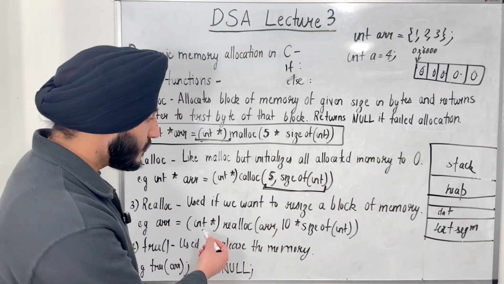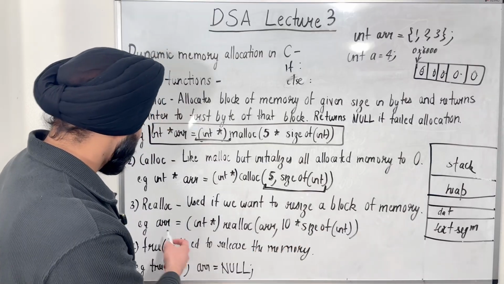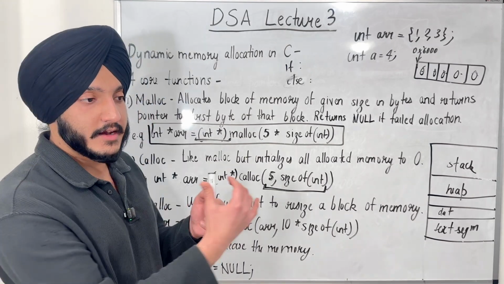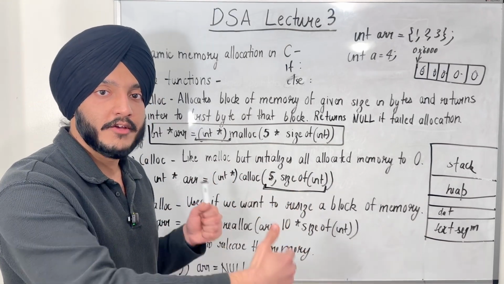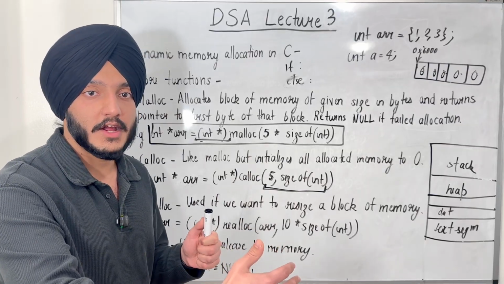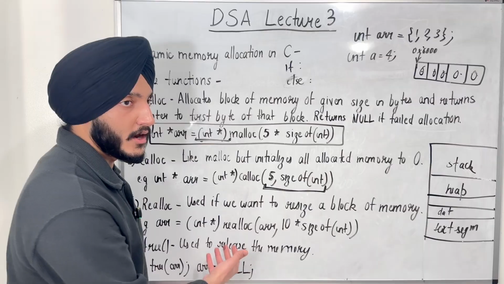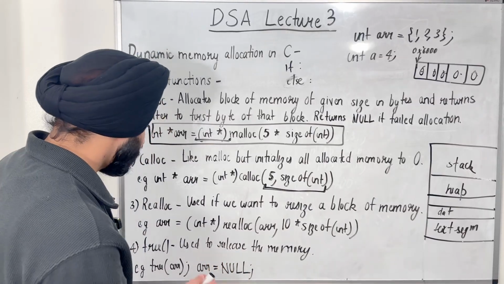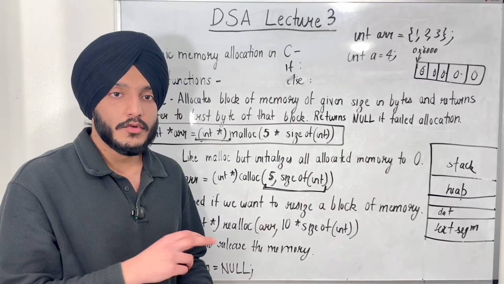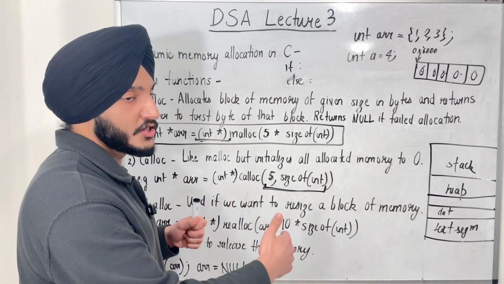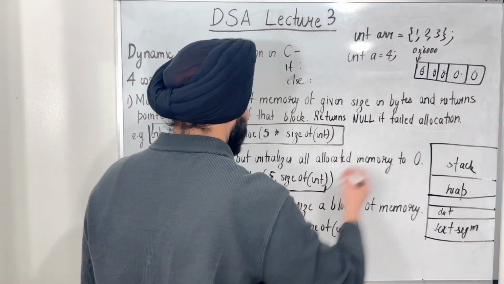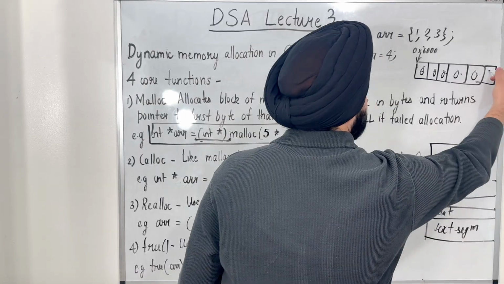If we want to resize a block of memory, as in the example I've given, resize basically means, let's say I created a block of 5 integers, but now I realize inside my code that I actually need 10 integer spaces. That's exactly where I can use realloc. There are a few things to understand. It can do two things. It can either increase the size of that existing array, so maybe it looks at this array and increases the space next to it.